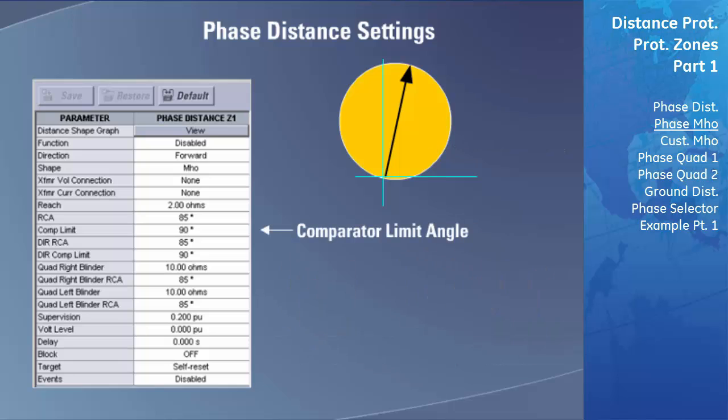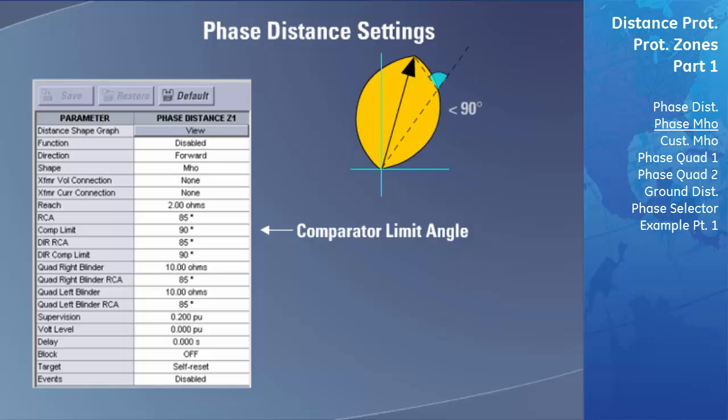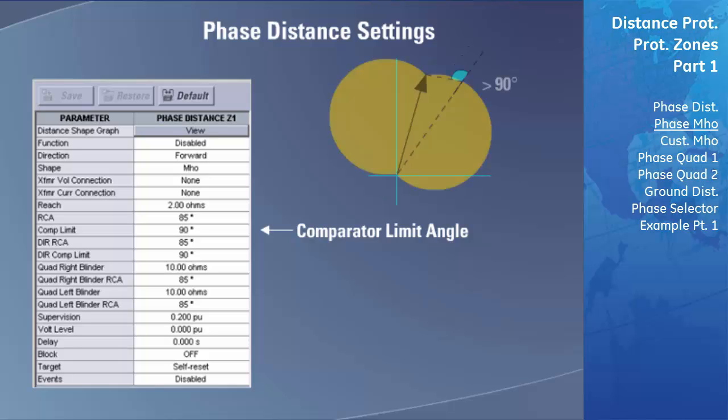When setting the comparator limit angle, entering an angle that is equal to 90 degrees results in a perfectly round-shaped MHO characteristic. An angle that is less than 90 degrees results in a lens-shaped MHO characteristic. This lens shape will only pick up fault impedances that are very close to the line impedance angle. Entering an angle that is greater than 90 degrees results in a tomato-shaped MHO characteristic. This tomato shape will pick up fault impedances that are more resistive in nature.